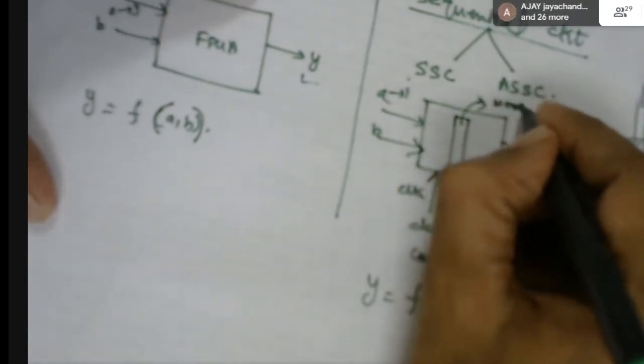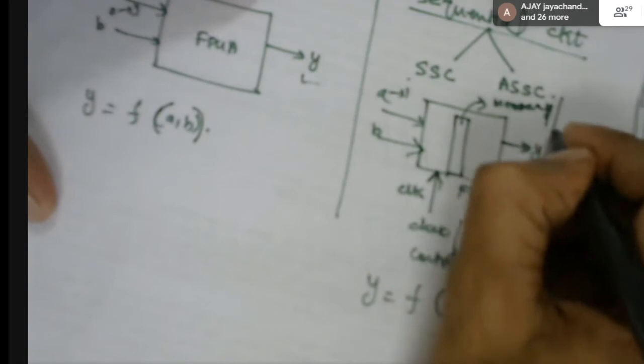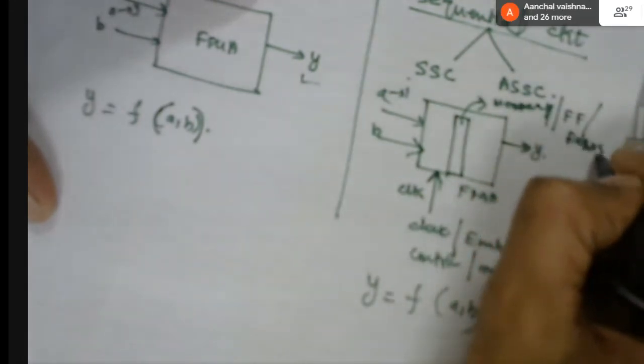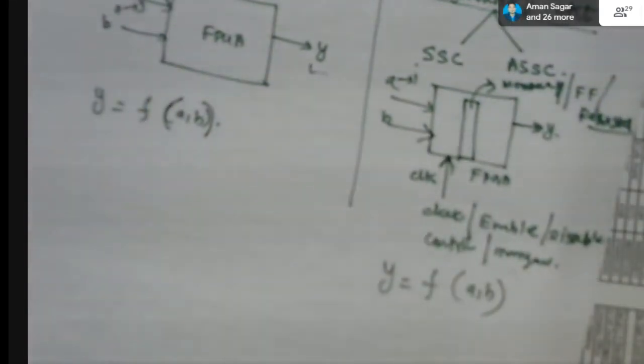memory. Memory is nothing but a flip-flop. Nothing but a register. That means memory is constituted by registers, and a register is nothing but flip-flops. All together it is called the memory unit now.